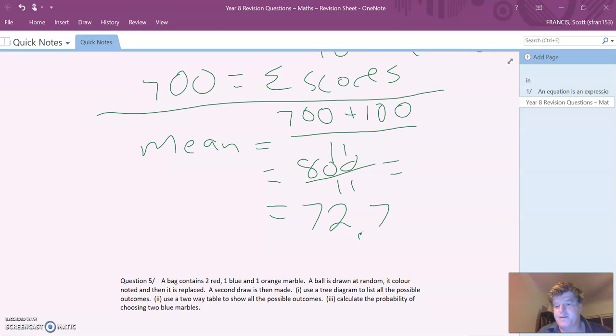Often in this situation, we'll be asked to calculate the difference between the two means. So it'll be 72.7 minus the starting 70. Let's move on to question 5.